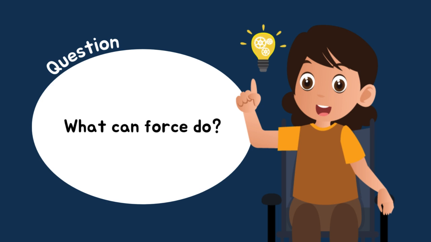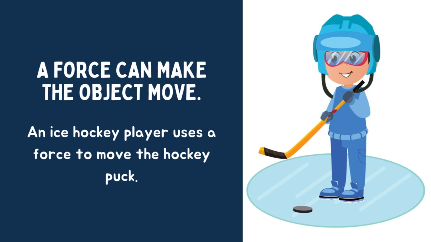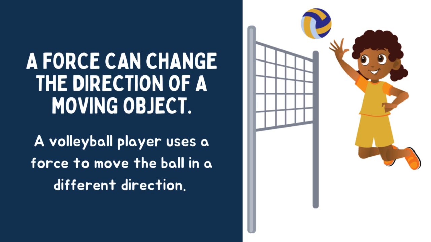What are the effects of force on an object? A force can make the object move. You can see an example here. An ice hockey player uses a force to move the hockey puck. A force can change the direction of a moving object. Here the example given is, a volleyball player uses a force to move the ball in a different direction.